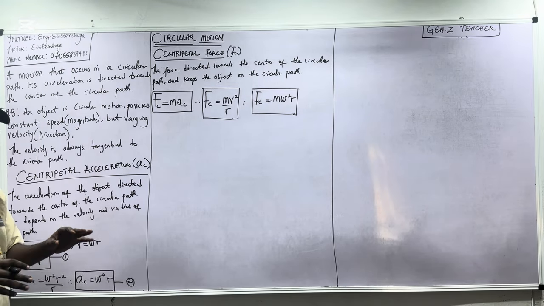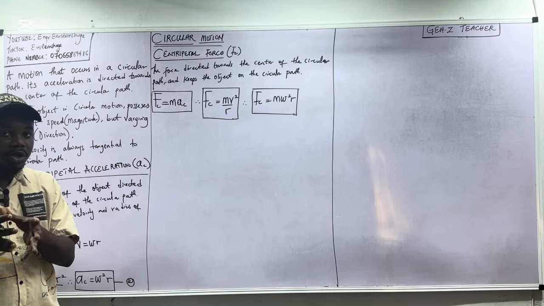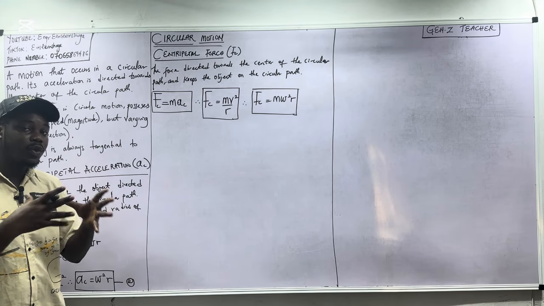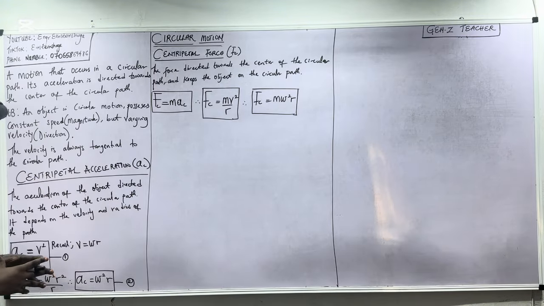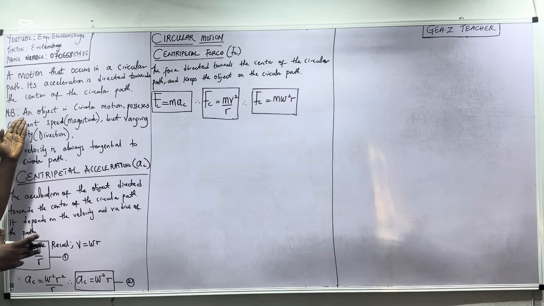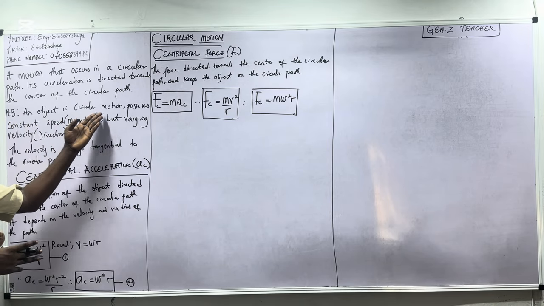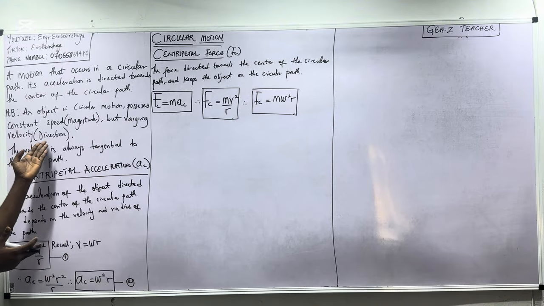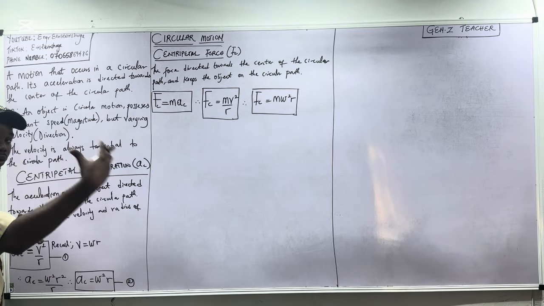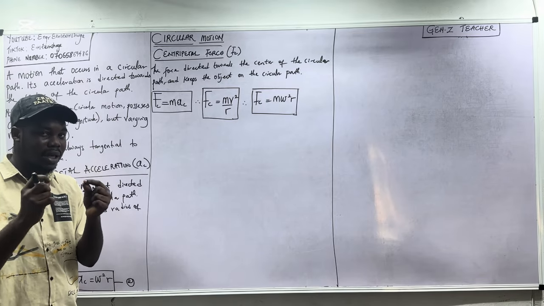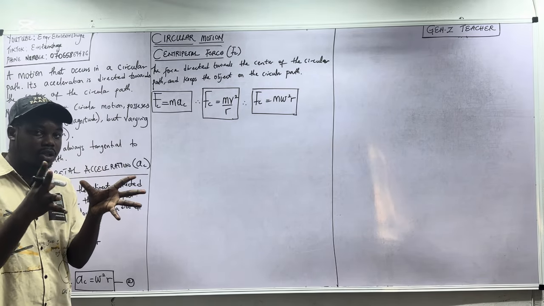And one key note there is that the acceleration of that object is always directed towards the center of the circular path. Now note, an object in circular motion possesses constant speed, that's magnitude, but varying velocity, that's direction. So when you're moving in a circular path, your speed, the magnitude of your movement, is constant, but the direction is what changes, okay?